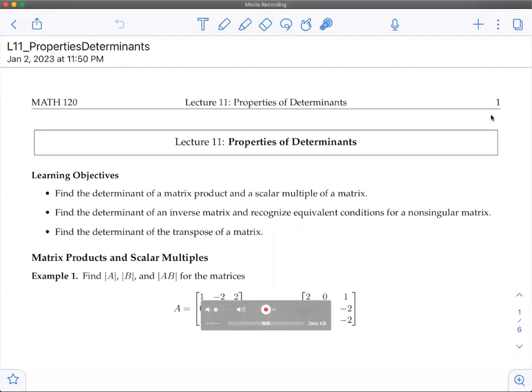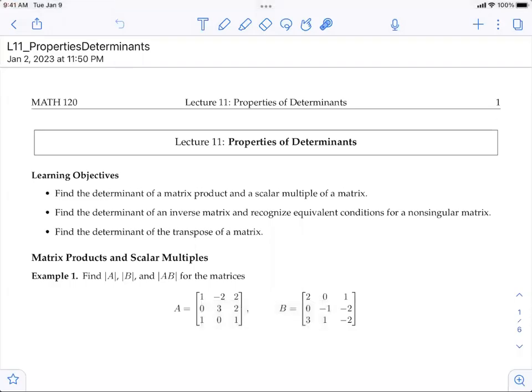Hello everyone, this is lecture 11, Properties of Determinants. The learning objective of this lecture is to find the determinant of a matrix product and a scalar multiple of a matrix. We're going to have a formula for this type of determinant of matrix. Then we find the determinant of an inverse matrix and recognize the equivalent conditions for a non-singular matrix.